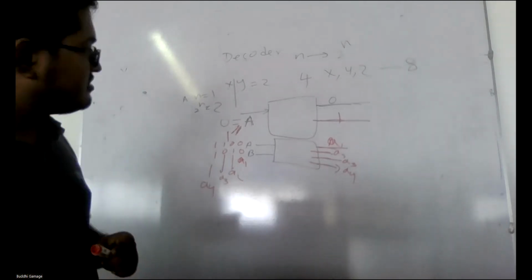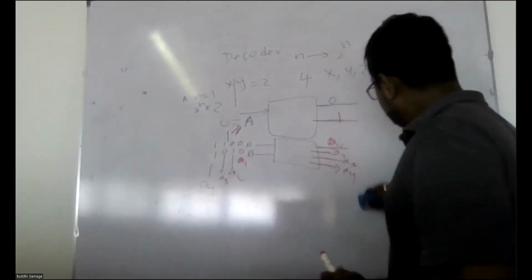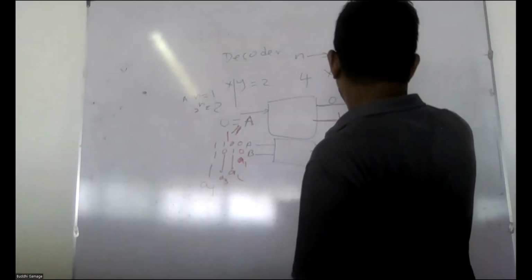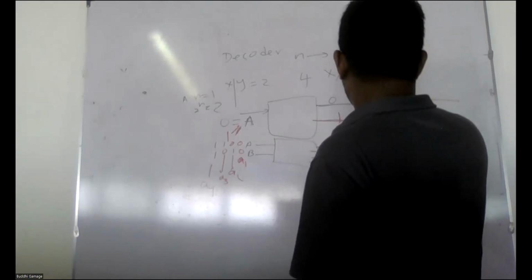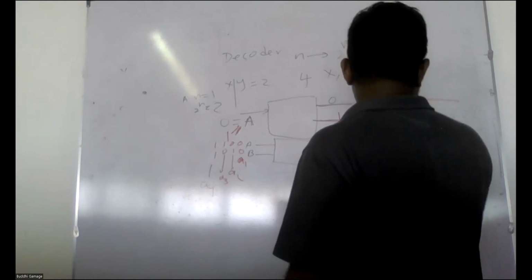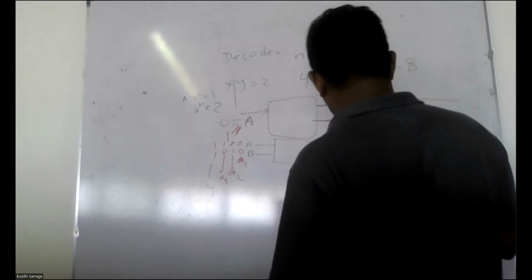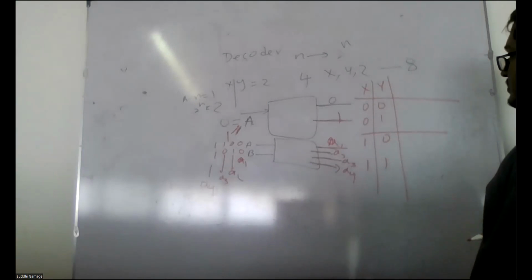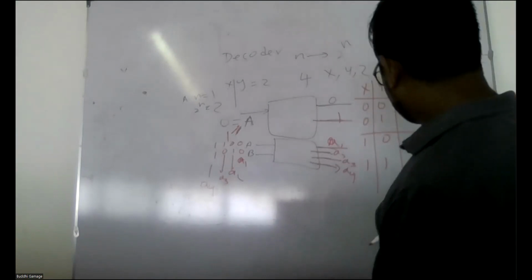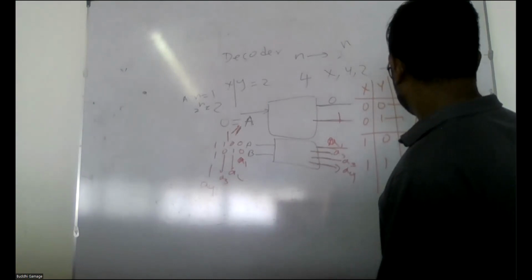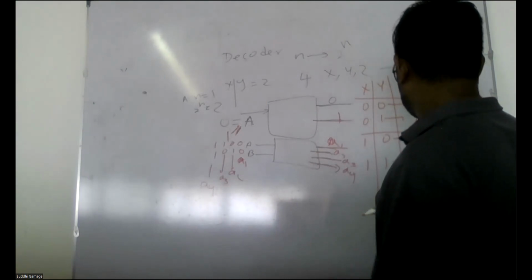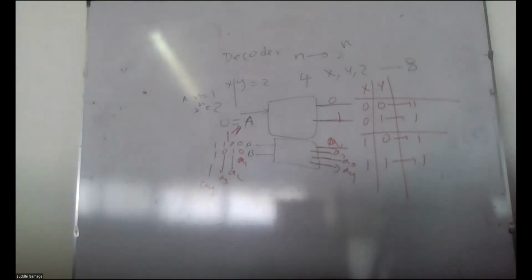Let's go. Consider x, y. So 0, 0, 0, 1, 1, 0, 1, 1. Right? So if it is 0, 0, then this should work. 0, 1, this should work. 1, 1. Right? It is something like this. You understand?